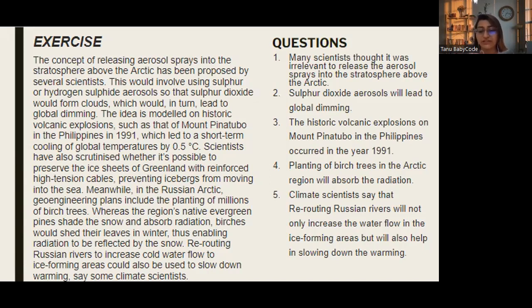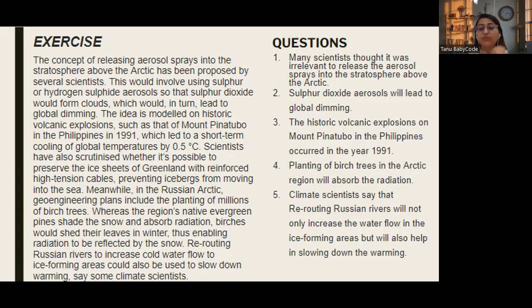It is contradictory. Second says sulfur dioxide aerosol will lead to global dimming. In the middle of the paragraph, read it again. It is clearly mentioned that sulfur dioxide aerosol would form a cloud, which in turn leads to global dimming. Dimming refers to reduction in the amount of global direct irradiance at the Earth's surface. So the statement is true here.